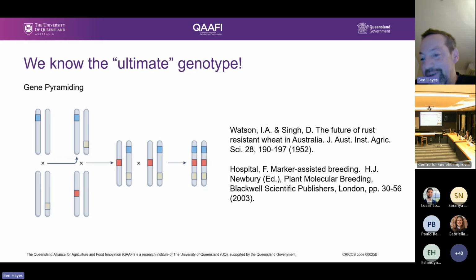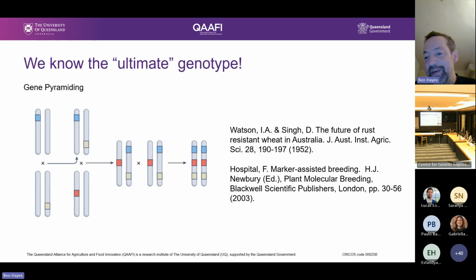And there's a bit of history to this, actually. If you look through the literature, there's a concept called gene pyramiding. And gene pyramiding was most often discussed in plants, but the idea was to stack the best alleles at multiple loci across the genome. And it actually goes right back to 1952. There were some Australian authors talking about rust resistance, but Frederic Hospital, who was a French geneticist, and also Jack Deckers talked about this quite extensively.